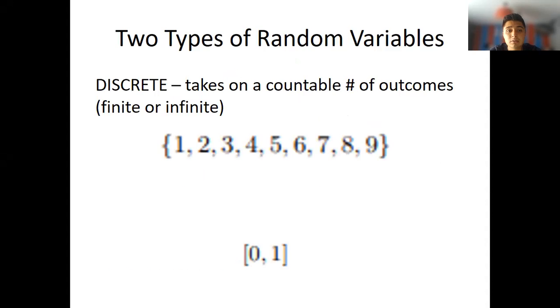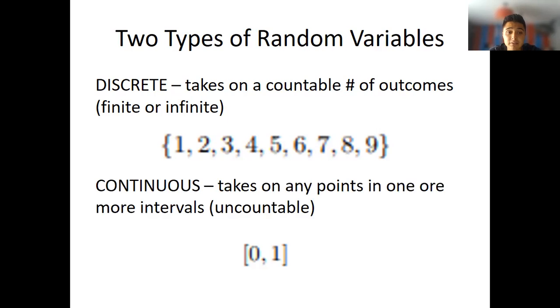First of all, we need to understand that there are two types of random variables that could be our data. The first one is the discrete, which takes a countable number of outcomes that could be infinite or finite, and it is expressed with these brackets that we can see on the screen, where we have 1, 2, 3, 4, 5, 6, 7, 8, and 9. So here we can only take into account exactly these numbers that we see in the brackets.